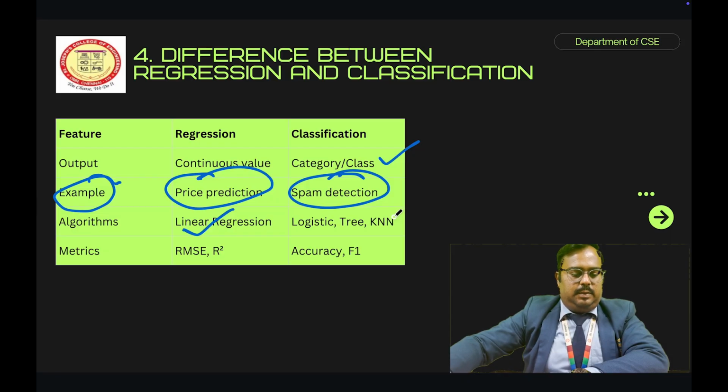What are the metrics used for regression and classification? In regression we use RMSE or R squared. RMSE is the root mean square error, and R2 is one of the metrics. In the same way, in classification we use accuracy, F1 score, or recall. So these are all the real life applications.